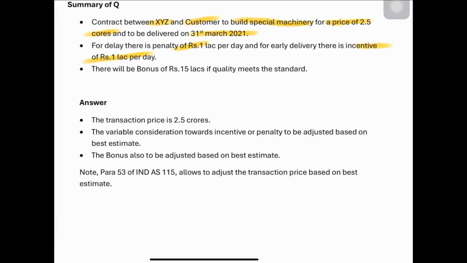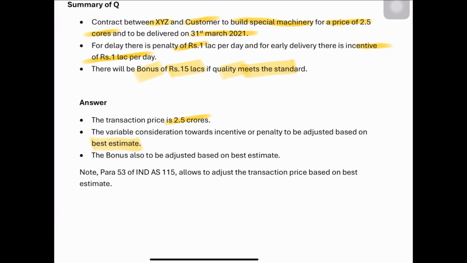And over and above the incentive, there could be a bonus of rupees 15 lakhs if quality meets the standard. Now let's determine the transaction price. The base transaction price is rupees 2.5 crore, and the variable consideration towards incentive or penalty is to be adjusted based on the best estimate.